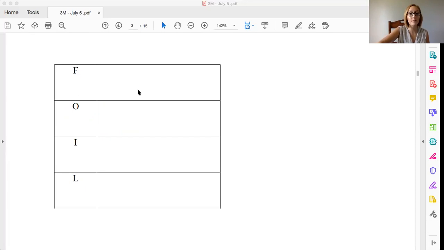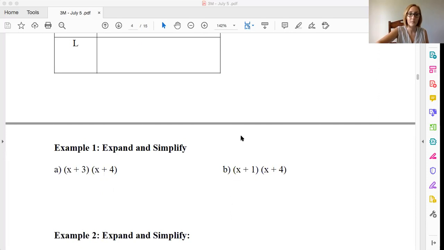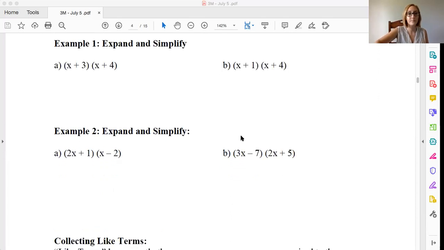Our acronym that we use is FOIL. I'm sure you have all heard of it before. The F stands for first terms, O for outer terms, which is exactly what we just did, I for inner terms, and L for last terms. Now I'm going to clear that and move forward to the next page.